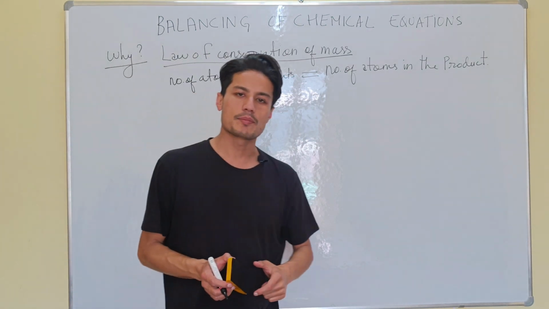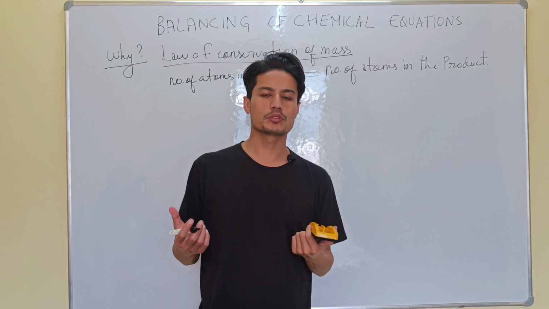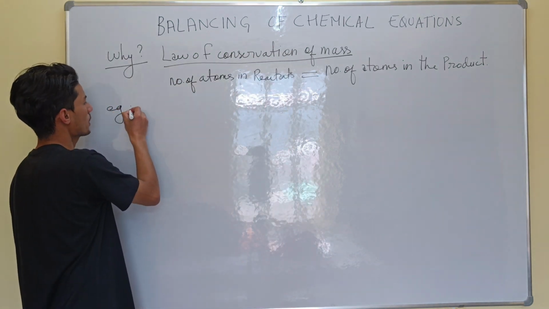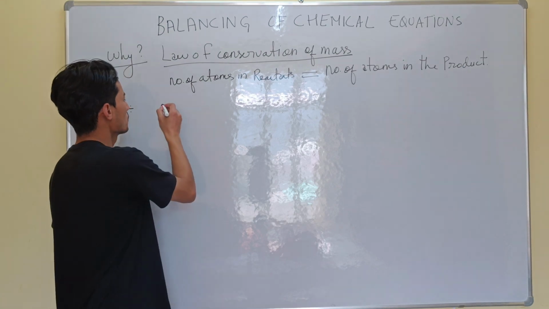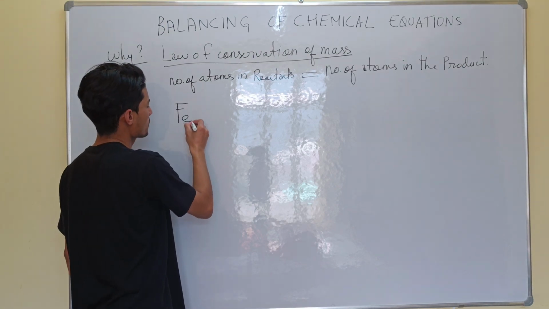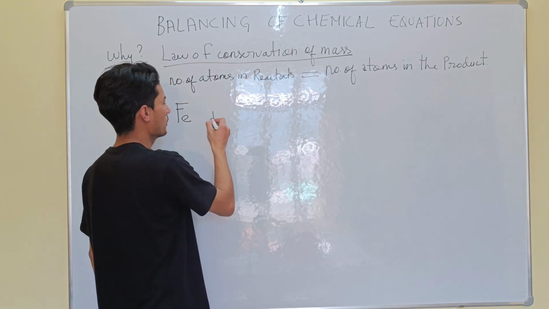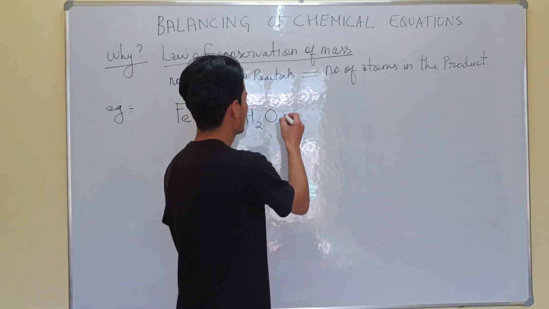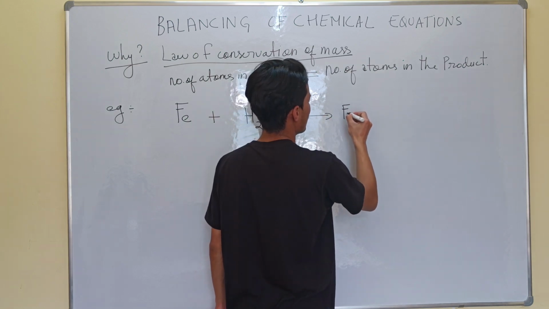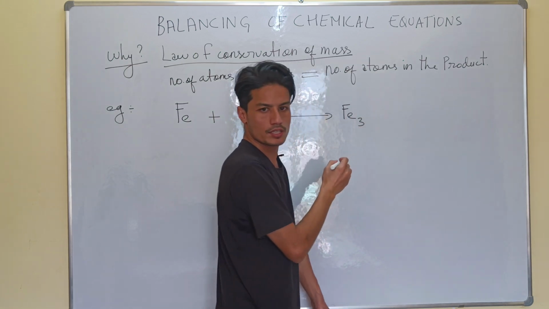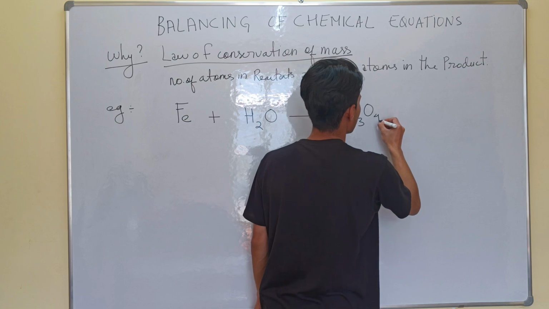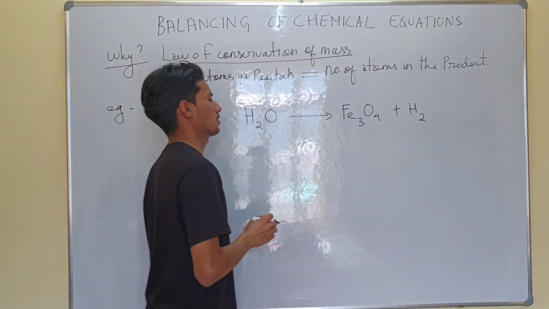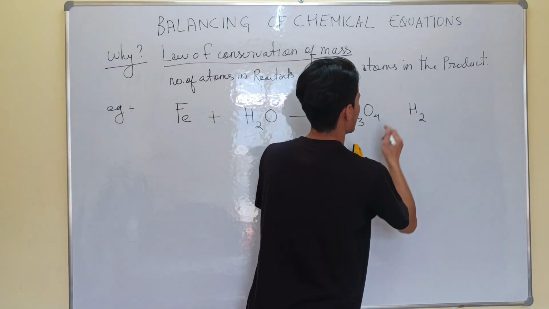Now let us take one example, and from there we will learn how to balance chemical equations. I'll take the example from the textbook. There is one chemical equation mentioned in the textbook about iron reacting with water, which gives Fe3O4 plus H2. Let me just keep some room here.